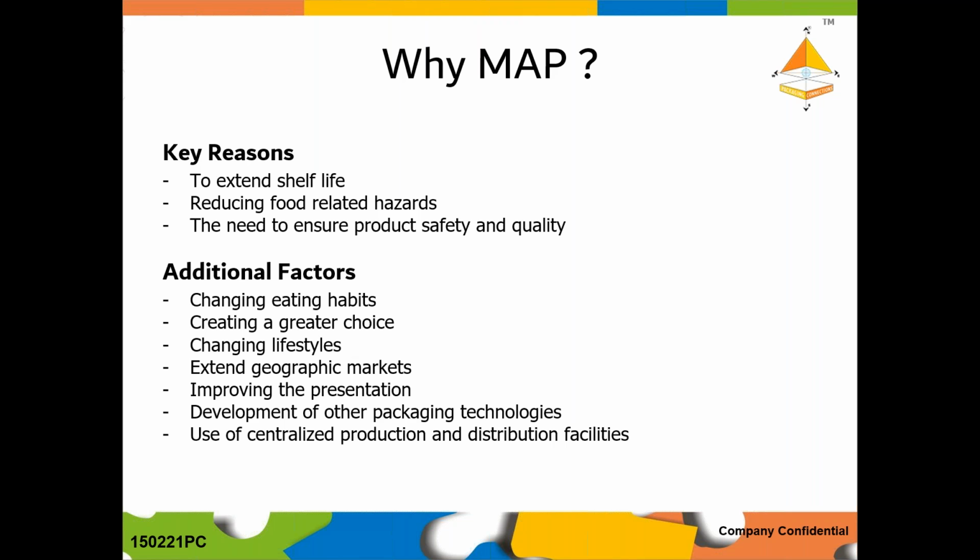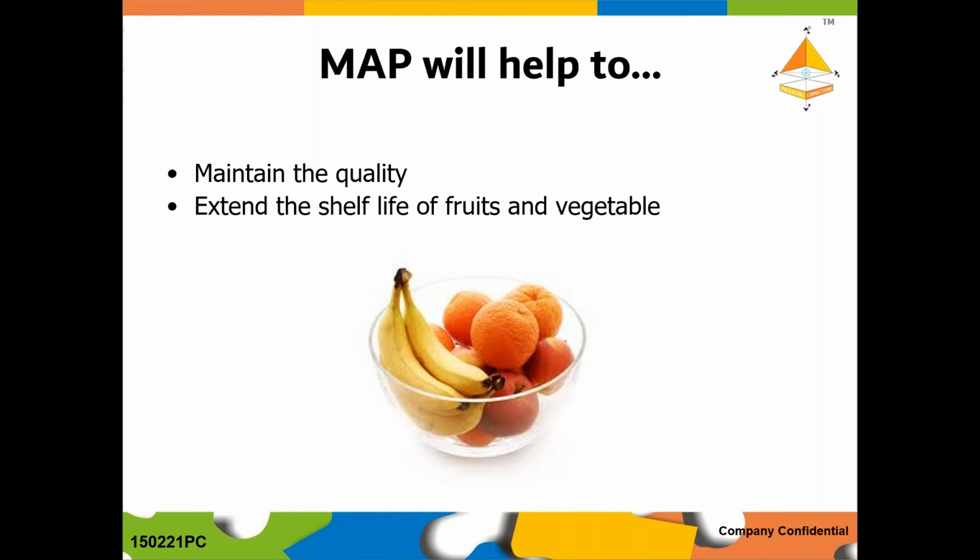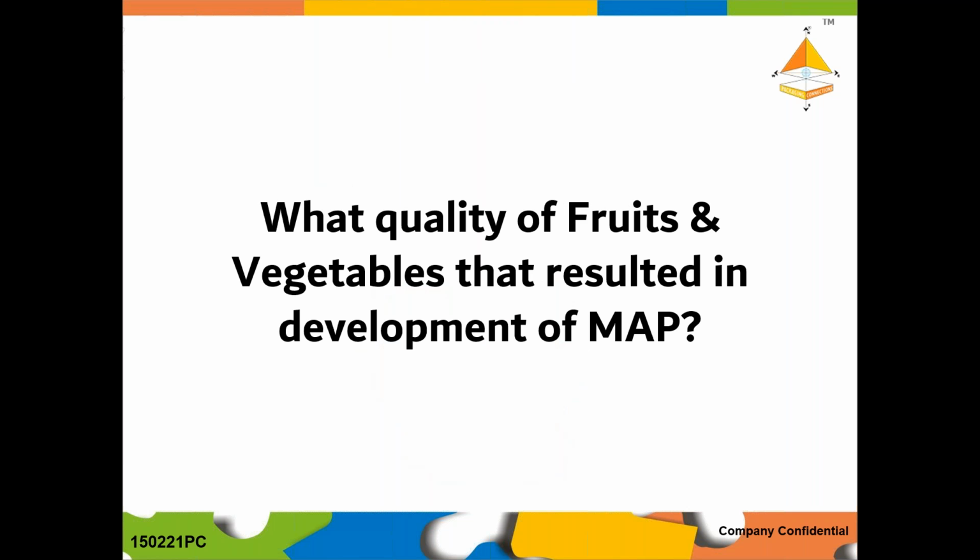And obviously it gives you greater choice depending on lifestyles and extended geographic markets. So I think the factors are absolutely clear. MAP will help to maintain the quality and extend the shelf life of fruits and vegetables. What quality of fruits and vegetables resulted in the development of MAP? That is where we'll come to now.